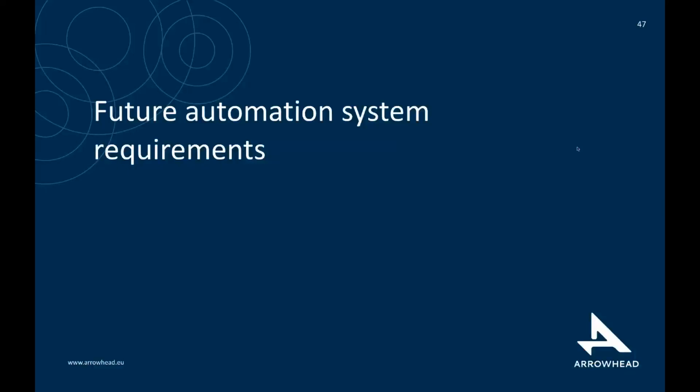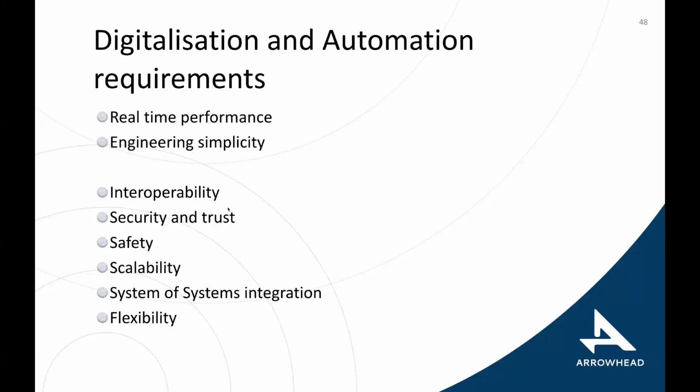Future automation requirements. What do we have? It's very clear that we have digitization automation requirements, and we very much have the same requirements as ISO 95. We have real-time performance, engineering simplicity, interoperability, security and trust, safety, scalability, system-of-system integration, flexibility, and all these kinds of keywords are there.